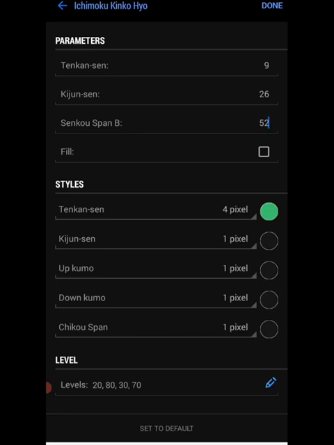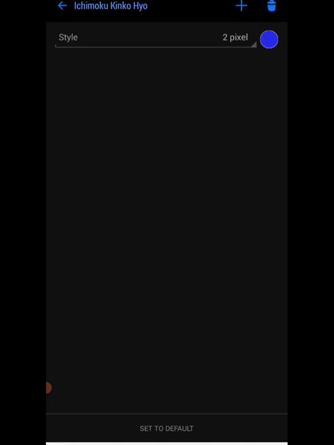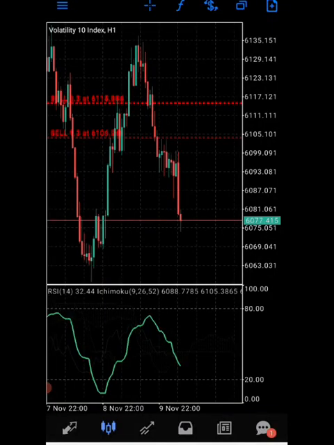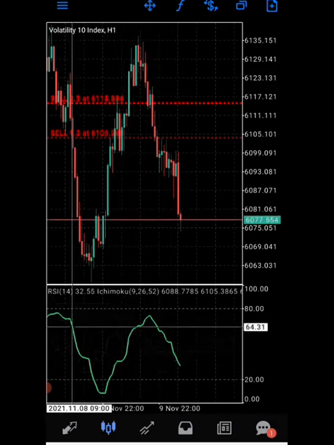The Senkou Span A, use the color of your screen. The color of my screen is black, so that's why I'm using black. The Senkou Span B, 1 pixel, use black. The Chikou Span, 1 pixel, use black also. Then you ignore these levels, ignore them. You can delete yours. It doesn't matter, delete it. So we're not using the levels. You click done. So this is the indicator we just set. Now the Ichimoku, this is just what we need, this green line.